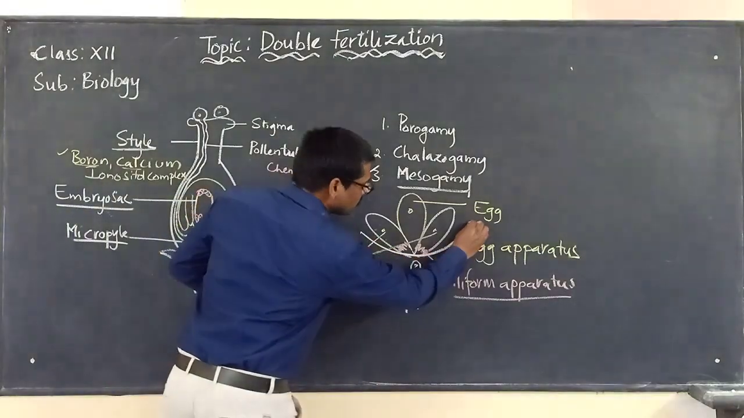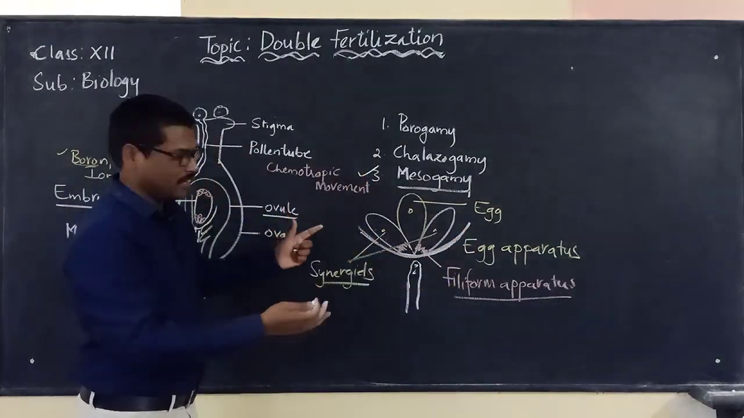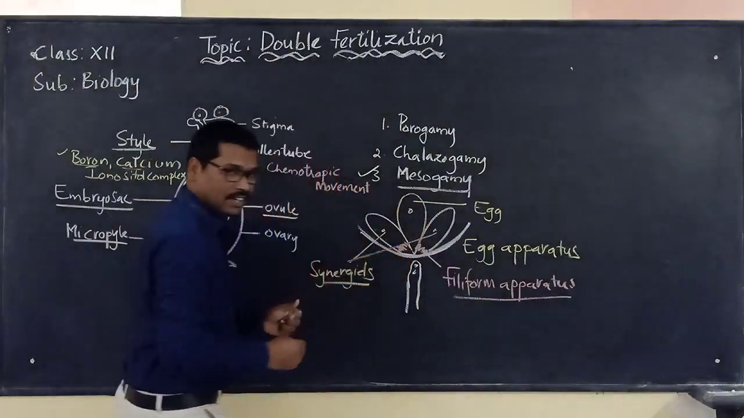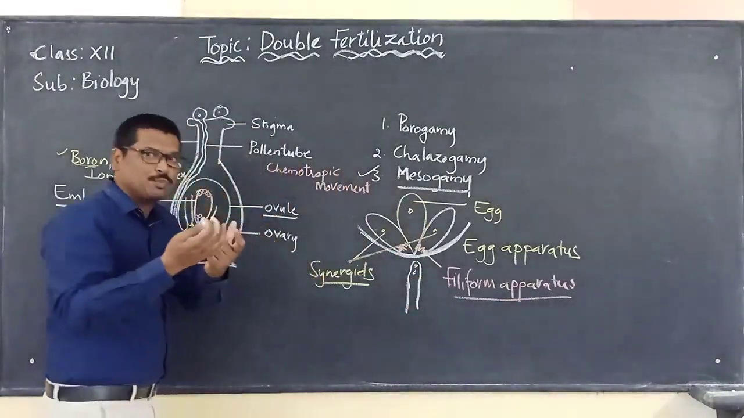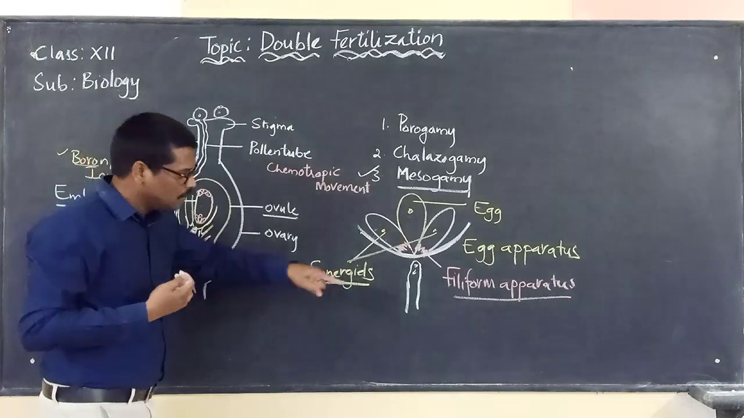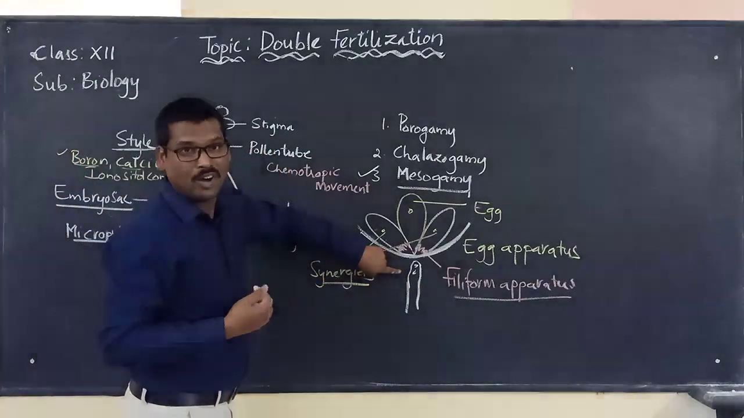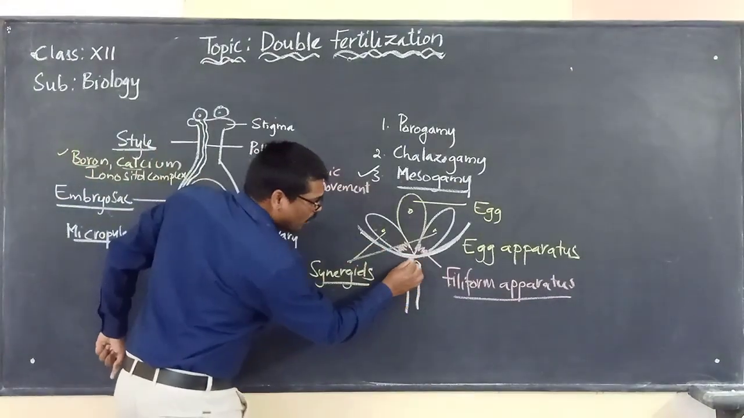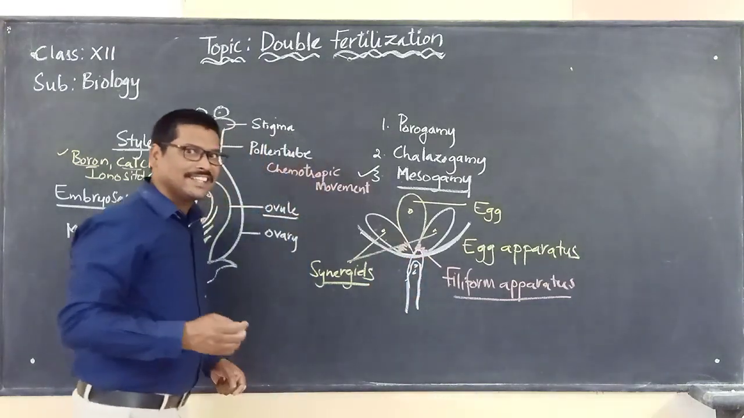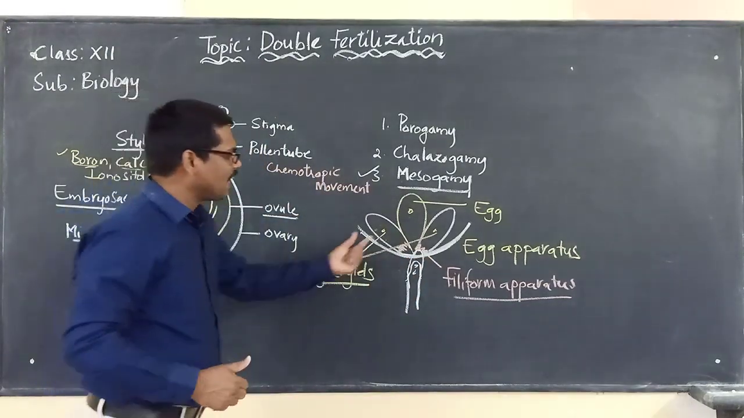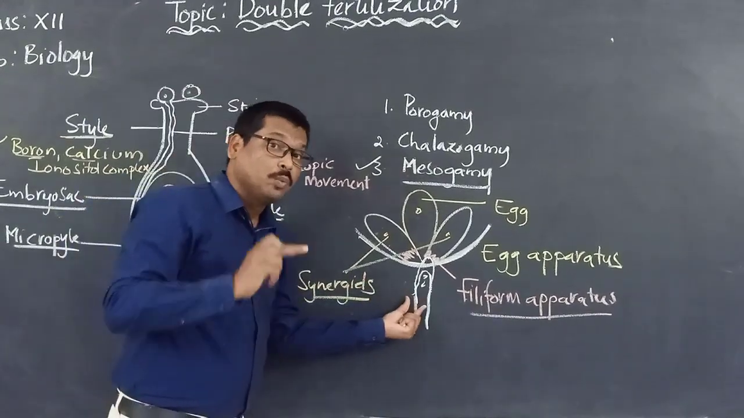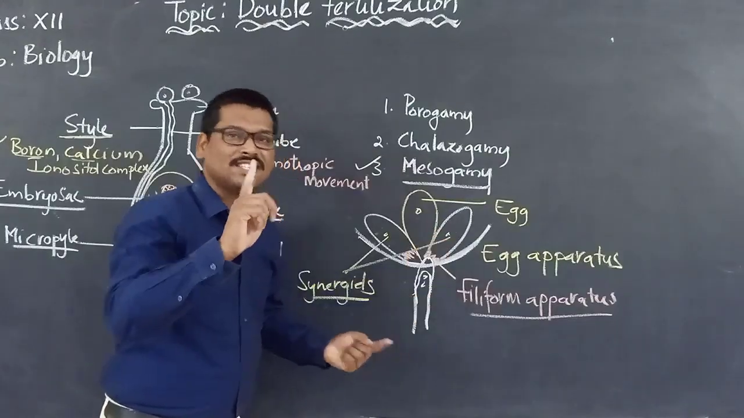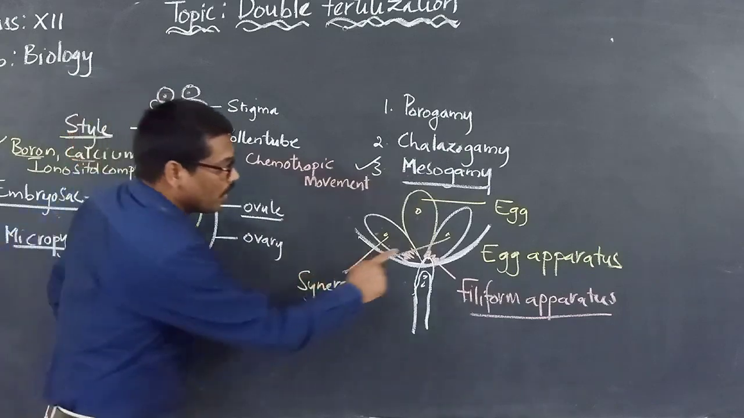The whole structure is present in the embryo sac. So when the pollen tube is coming, this filiform apparatus will be attracting it. As soon as the pollen tube enters, into which cell is it entering? Remember, the pollen tube will be entering into one of the synergids.